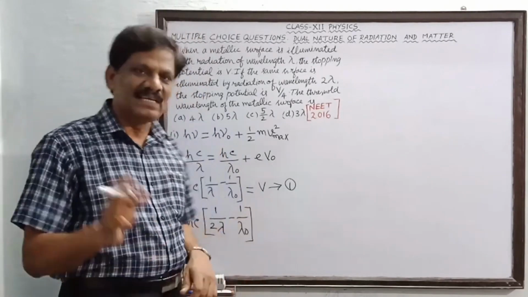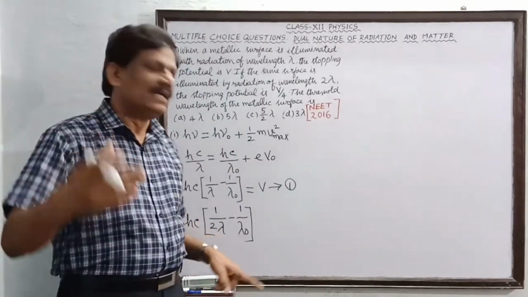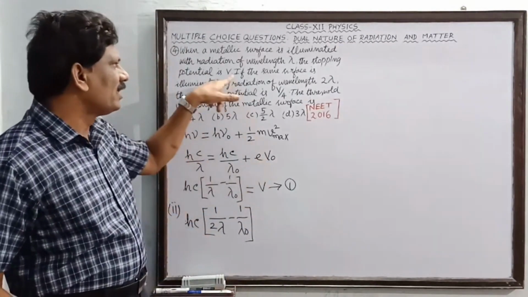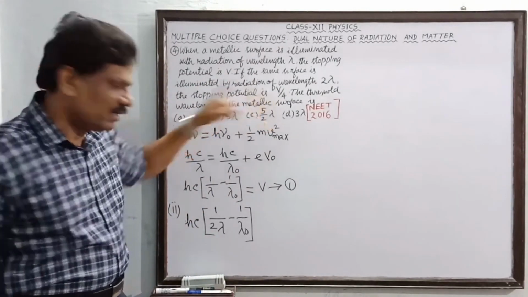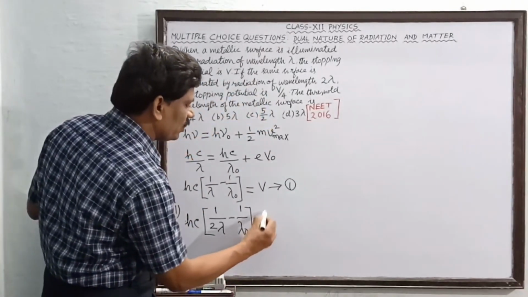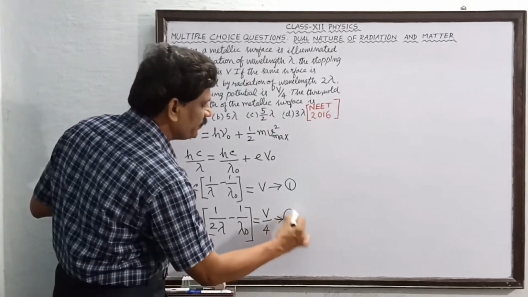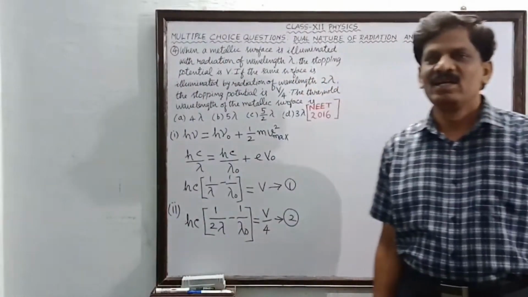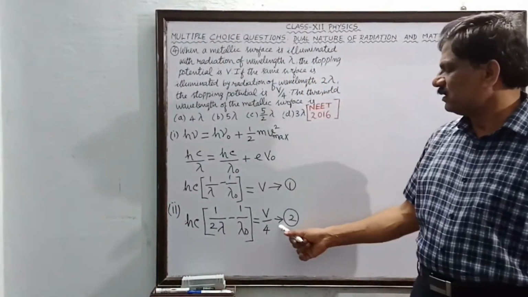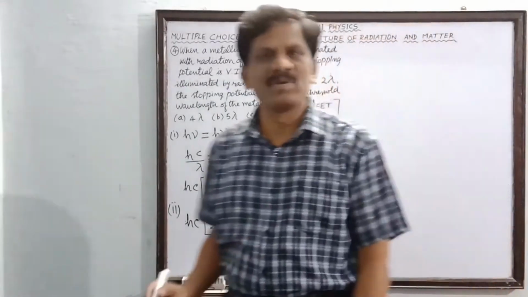So work function is the same. But when we double the wavelength, what has happened to the stopping potential eV naught? From V to what new value has it gone? V by 4. So here this must be equal to V divided by 4. This is equation 2. Have you all understood? Okay, students. So now it is V by 4. Shall I proceed?